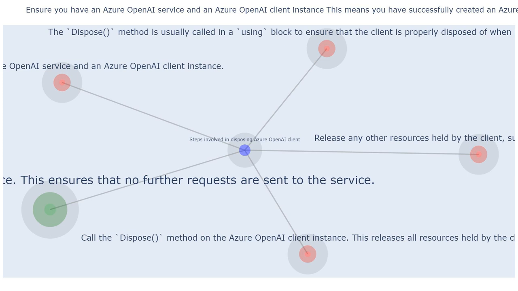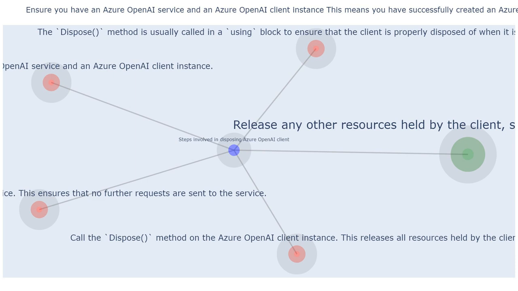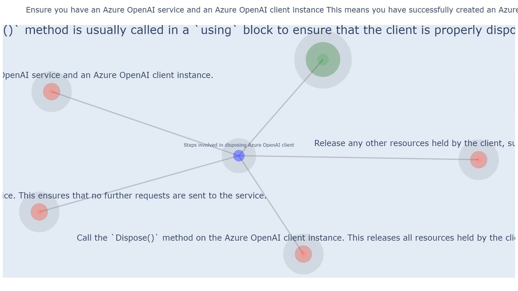By closing the connection, you are explicitly terminating the communication between your application and the Azure OpenAI service to prevent any unintended interactions. Release any other resources held by the client, such as the authentication token. This includes releasing any authentication tokens or credentials that were used to access the Azure OpenAI service. The dispose method is usually called in a using block to ensure that the client is properly disposed of when it is no longer needed.